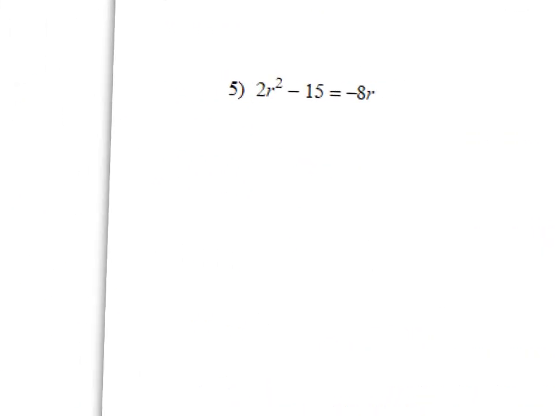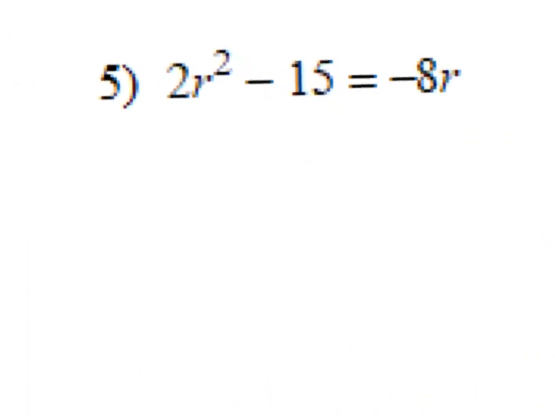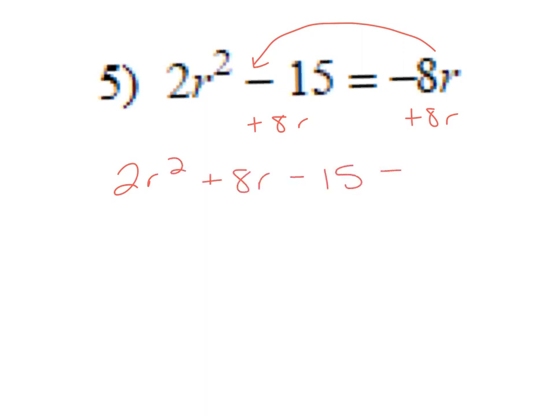Okay. All right, going to the next page here, number 5. Again, make sure we set it equal to 0. Now make sure that when you do that, this term is being moved over into the middle. So you're going to add an 8r over to this side, and you're going to get 2r squared plus 8r minus 15 equals 0. A is 2, B is 8, and C is negative 15.